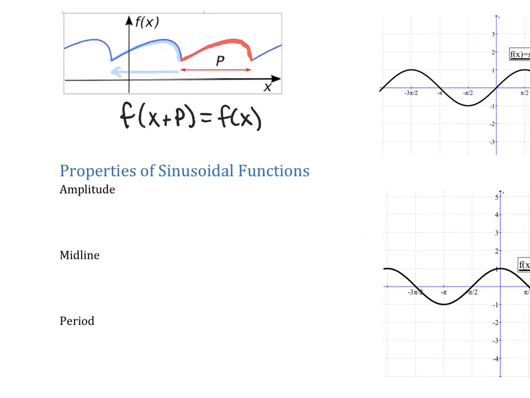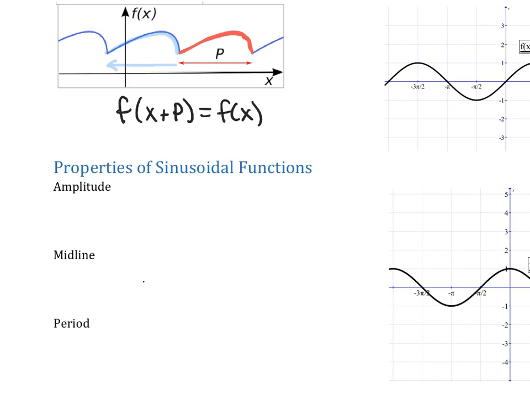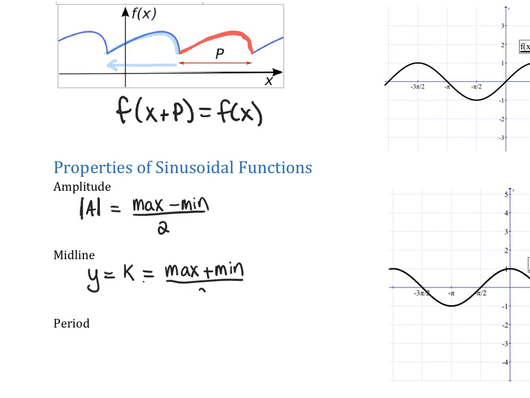We saw a little bit of this vocabulary already, but the amplitude is just the distance from the midline to the maximum or the minimum, and there is a shortcut formula for it. First of all, we call the amplitude absolute value of A, and we'll see later why we need absolute value. It is going to be the maximum value minus the minimum value divided by 2. So you're going to find the distance between the maximum and the minimum and half it, and that will give you the amplitude. The midline we will call y = k. It's a horizontal line, and this is the average of the maximum and the minimum, so it's the maximum plus the minimum divided by 2.